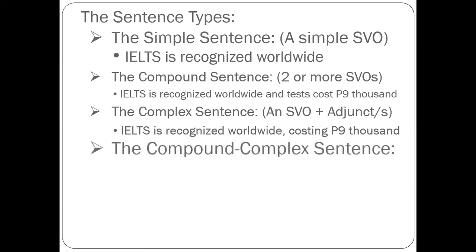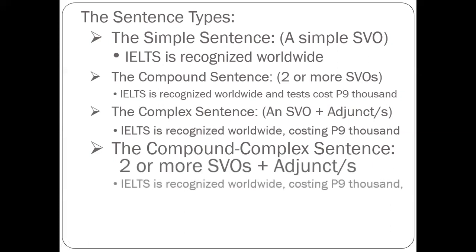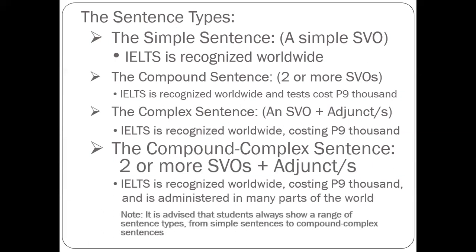And then you have a compound complex sentence where you have, remember, a complex sentence is an SVO plus an adjunct, and you have two of them. So two or more SVOs plus adjuncts. IELTS is recognized worldwide costing 9,000 and is administered in many parts of the world. It's advised that students always show a range of sentence types from simple sentences to compound complex sentences. Okay, so I think we can end the lesson with that one, and then let's now go into examples.